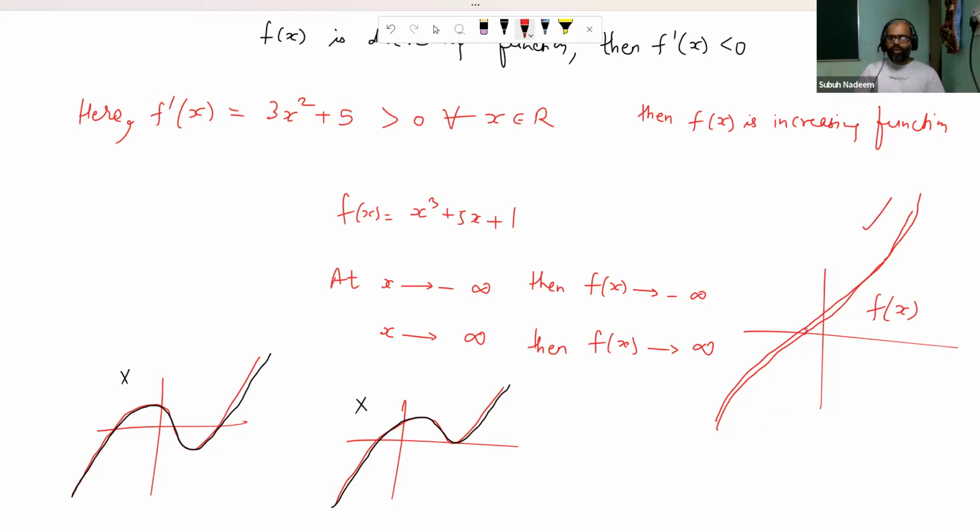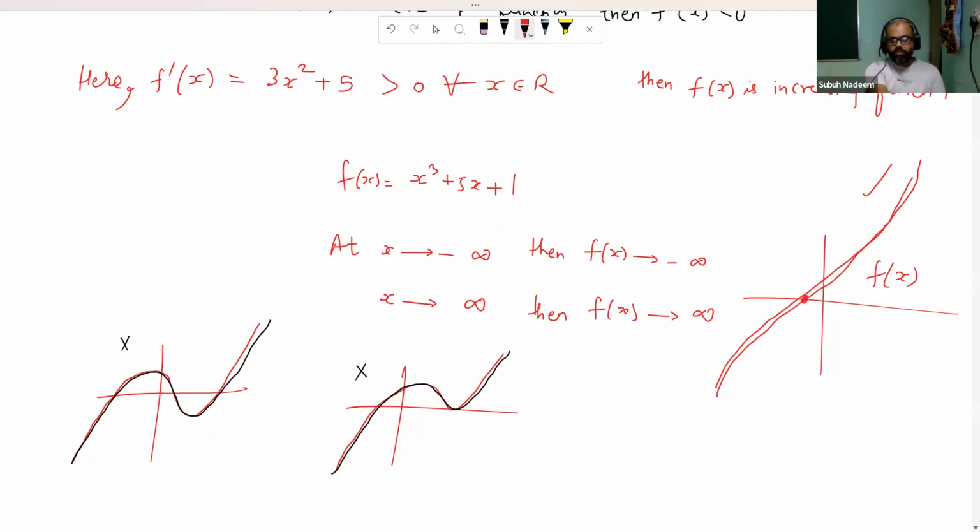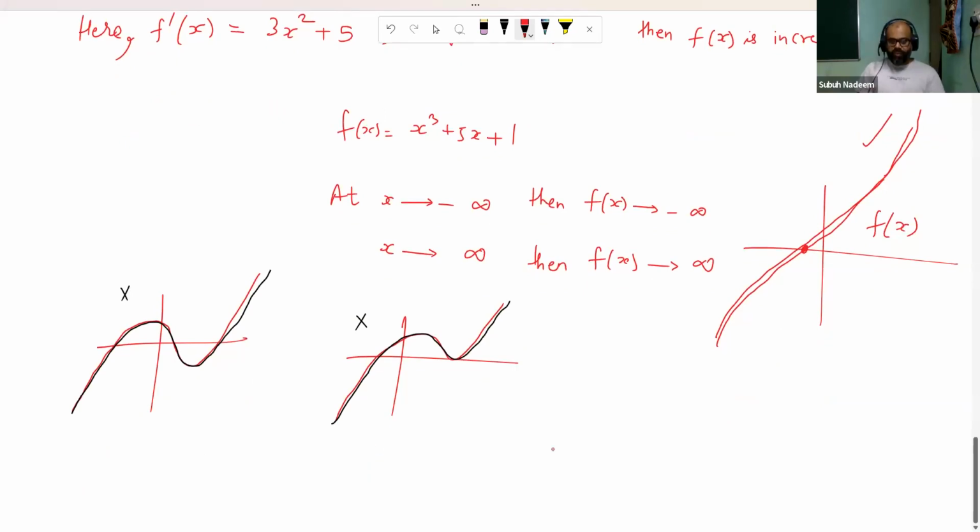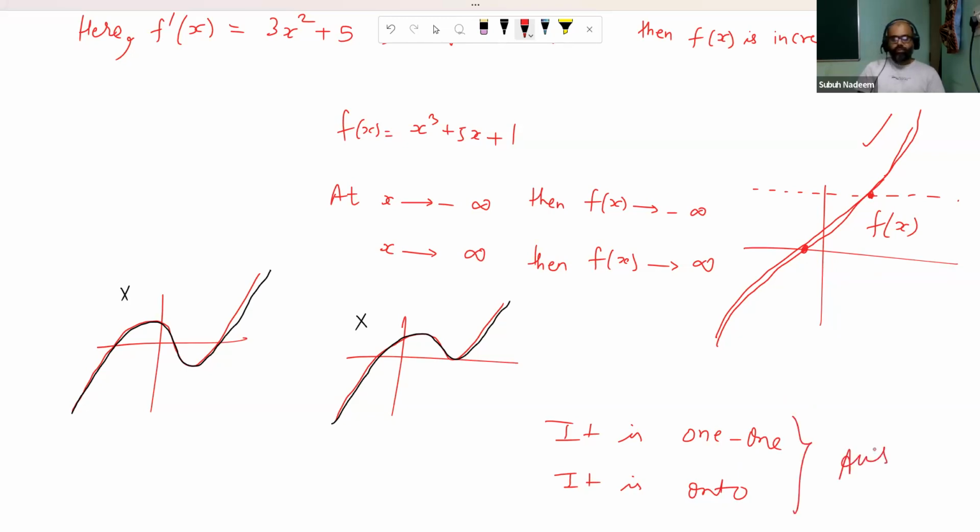This has only one point where it is cutting the x-axis. It has only one real root, and it does not have 2 or 3 real roots. Now from the graph, we can say that it is 1-1, because any line parallel to the x-axis will cut it only once, and it is onto also, because it takes all values from minus infinity to plus infinity. So we say it is 1-1 also, it is onto also.